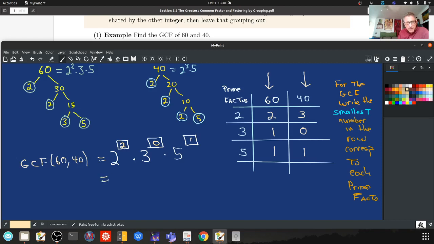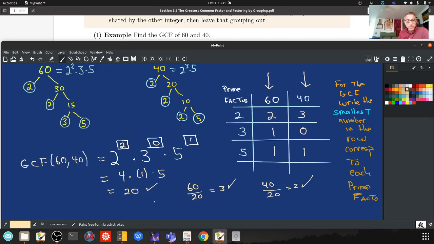So the GCF is 2 squared, which is 4. 3 to the 0th is 1, so we can ignore that, times 5. So the GCF is equal to 20. So let's actually check to see if 20 makes sense. Is 60 evenly divisible by 20? It sure is. Remainder 0. Is 40 evenly divisible by 20? It sure is. And it turns out 20 is the largest such number for which this is true. I can't get any larger.